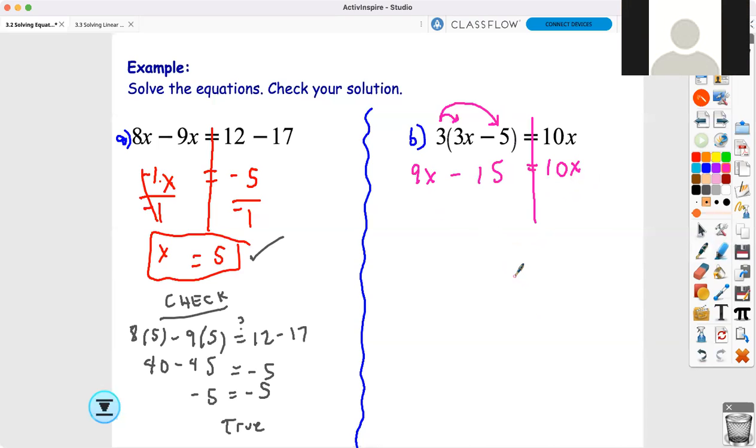For me, I'd move the 9x to the right side. So how do we move 9x? Do we divide 9x or do we subtract? Do we add? We divide. Would divide. So now, are you sure we'll divide? What's happening? Is 9x being multiplied to 15?